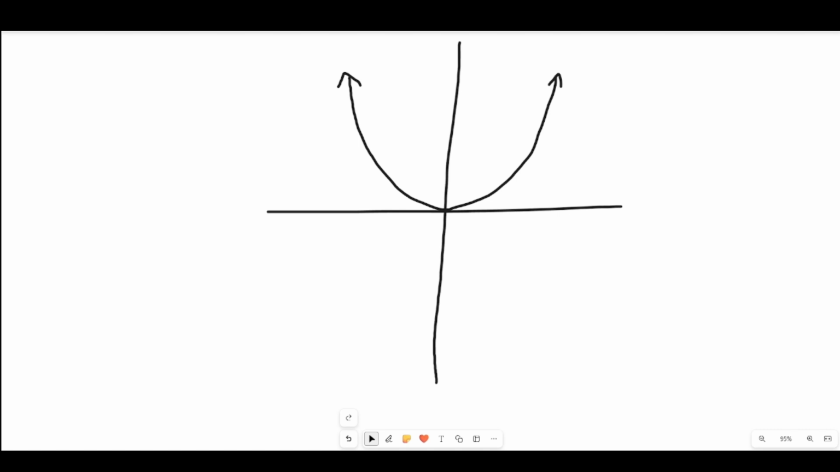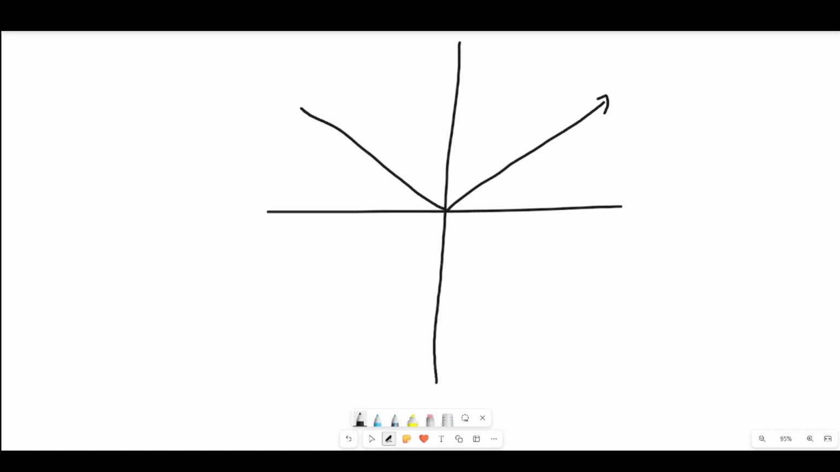Now, let's talk about a vertical stretch and a vertical shrink. Vertical stretches and shrinks are slightly more complicated, but it's still pretty doable. So if we look at this, this is an absolute value function. So y equals absolute value of x, right?